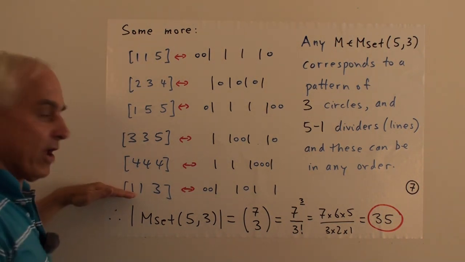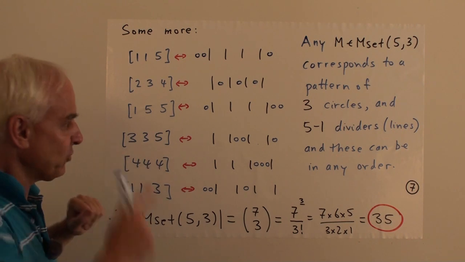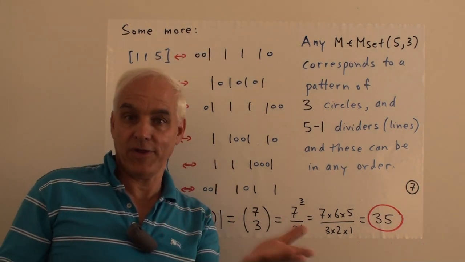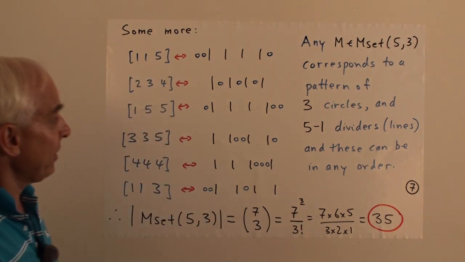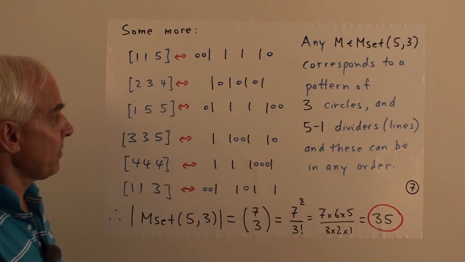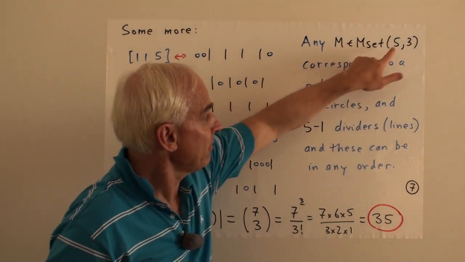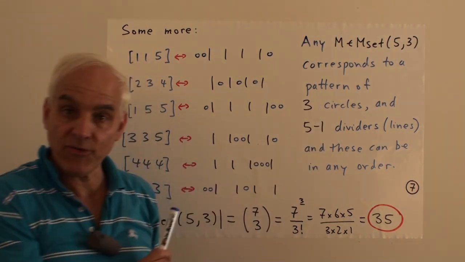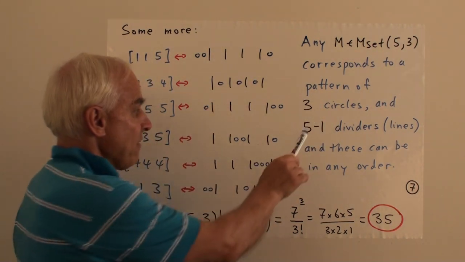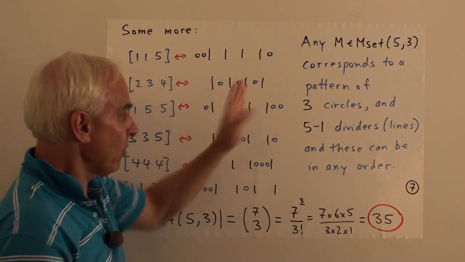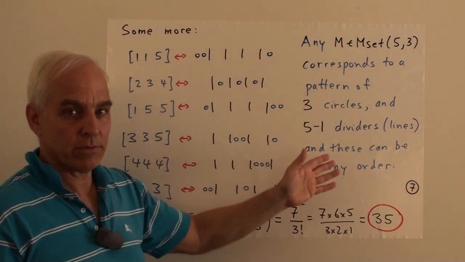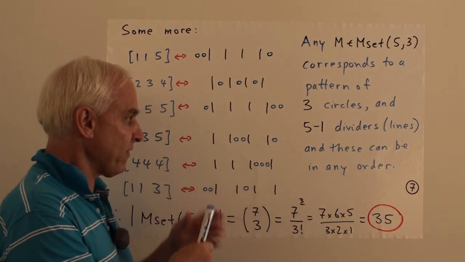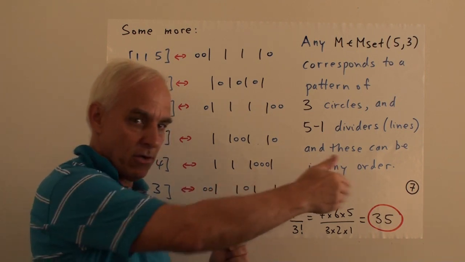So if we want to count multisets, another way of doing it is to count the number of these geometrical patterns of circles and lines. And that's actually not too hard to do. So any multiset M from 5, size 3, corresponds to a pattern of 3 circles and 5 minus 1 dividers, or lines. And these can be in any order. There's no restriction on the relative positions of these 3 circles and 4 dividers, as long as they're all just in an order.